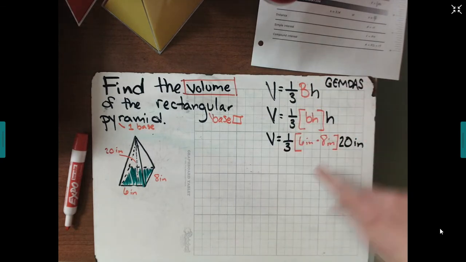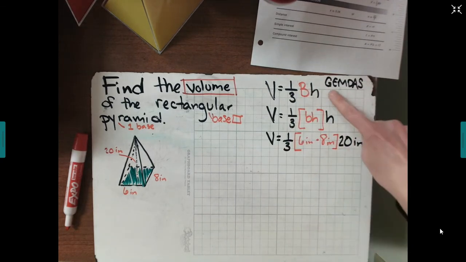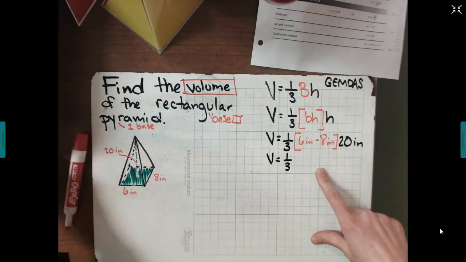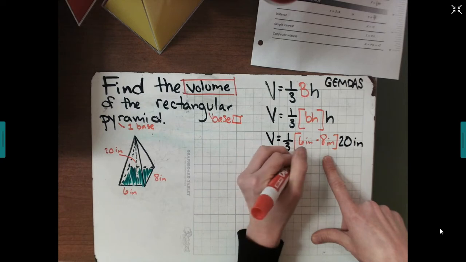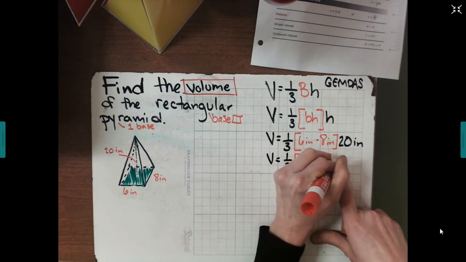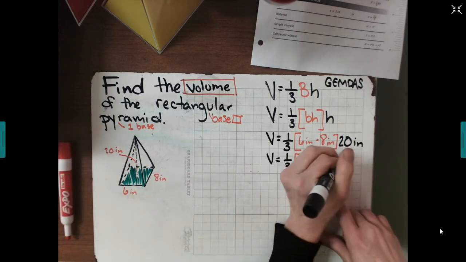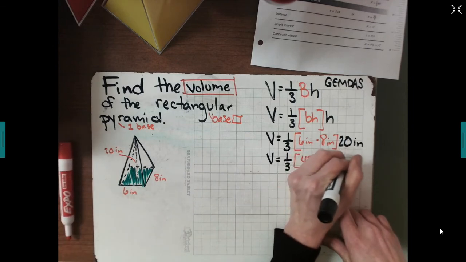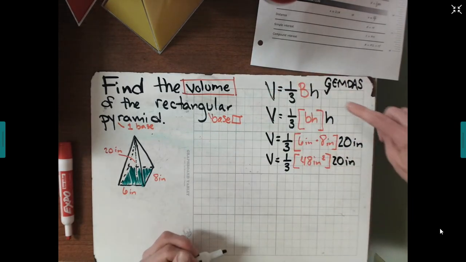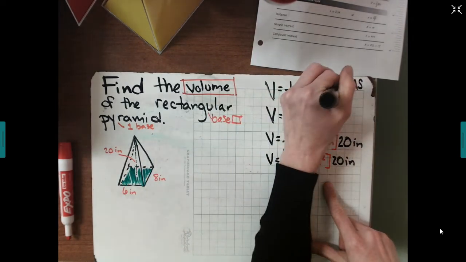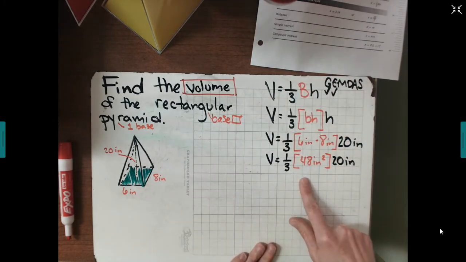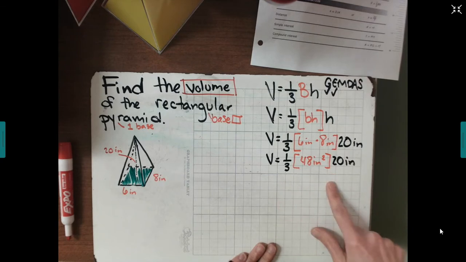Okay, we have some brackets, so we can do that first. That's our grouping. I'll go ahead and do that first. 1/3, 6 times 8 is 48. And inches times inches is inches squared. So I followed my first step in GEMDAS. Check. We do not have any exponents. Now we're left with multiplication. So we're doing 1/3 times 48 times 20. So I'll just go left to right.